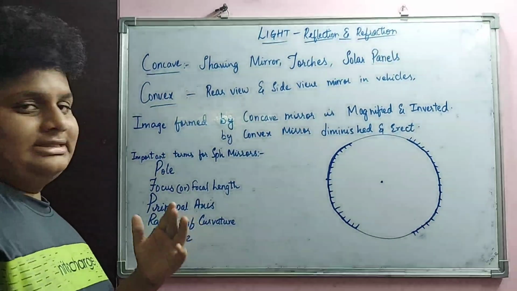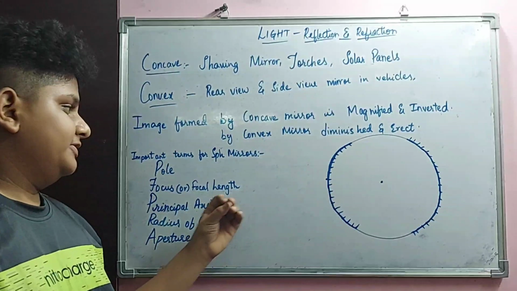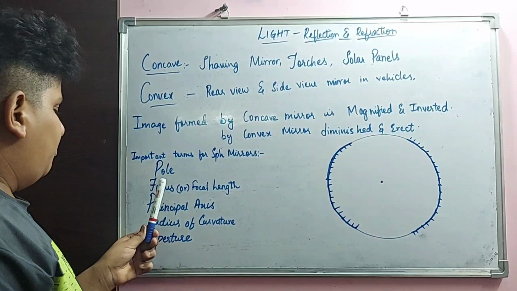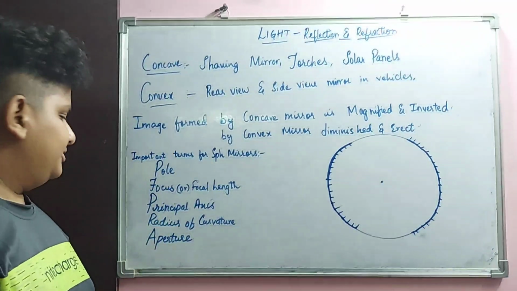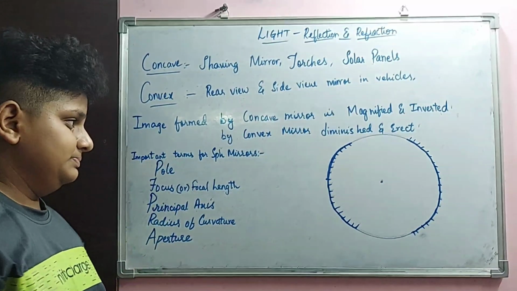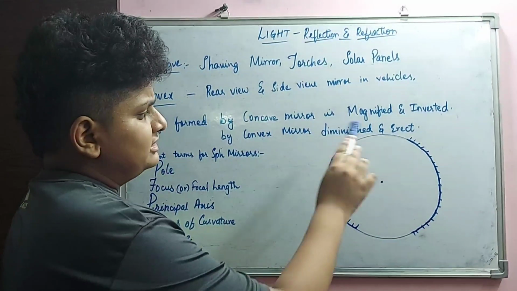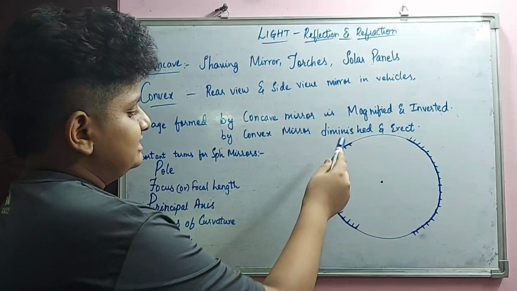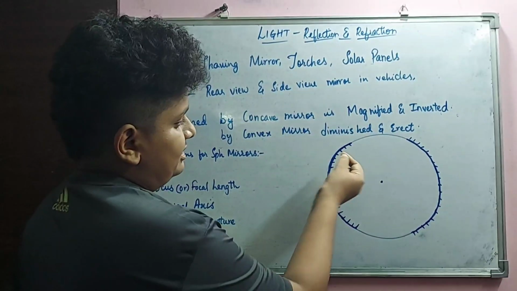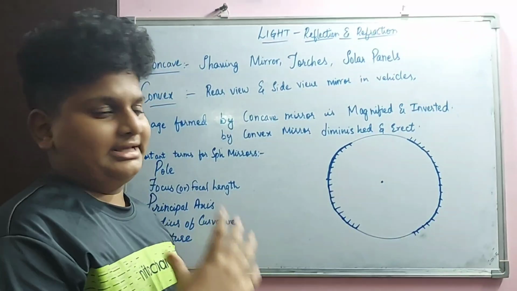Next, let's see the important and basic terms of spherical mirrors. Some of the terms are pole, focus or focal length, principal axis, radius of curvature, and aperture. Here, you can see the spherical mirror. This side is the concave mirror, as this is curved inside and these points are pointed inside.